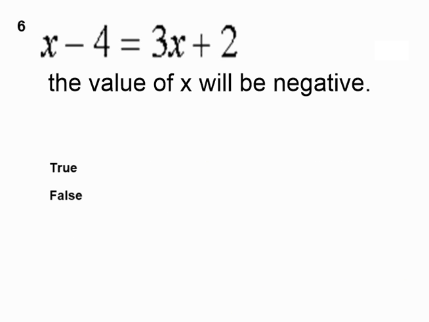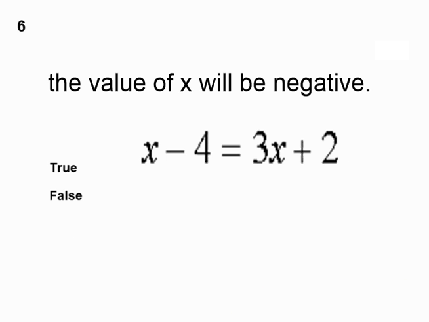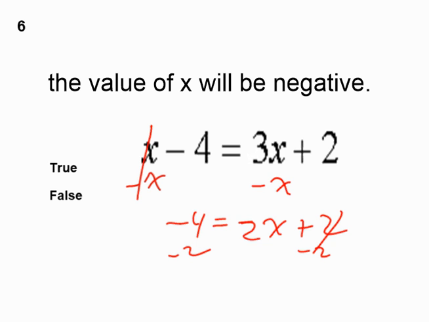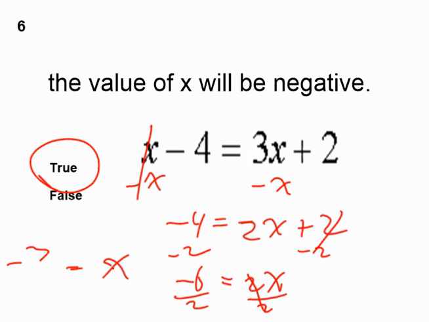Question 6. Here I'm going to subtract an x from both sides. When you subtract an x, you just add the -4 left. Equals 2x plus 2. Subtract 2, you get 2x equals -6. And finally, x equals -3. So is it going to be negative? Yes, it is, so it's true.